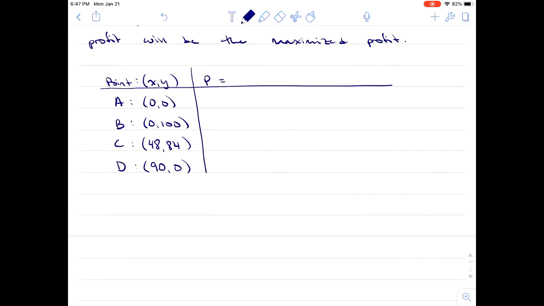We know that P, the profit function. Notice this is the first time that we bring the profit function back in. We just ignore that profit function until the very end, where we're trying to plug in our values of x and y to figure out which one maximizes it. So P equals x plus 1.2y.